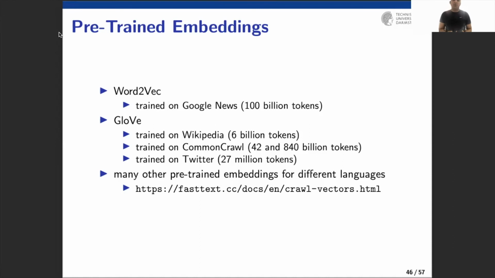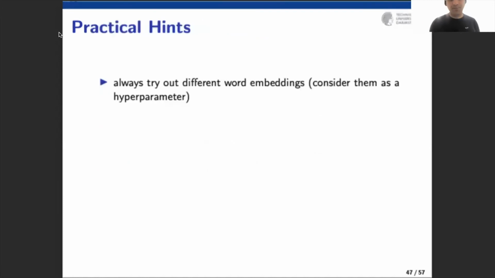The first one is named Word2vec. This Word2vec is trained on Google News. You can freely download them. GloVe has three versions: one trained on Wikipedia, the second trained on the Common Crawl corpus, and the third trained on Twitter, not Twitter as the application, but the tweets on Twitter. And there are also many other pre-trained embeddings for different languages, different domains, and different sorts of texts. Some of them are available in fastText, for example, that you can easily get.